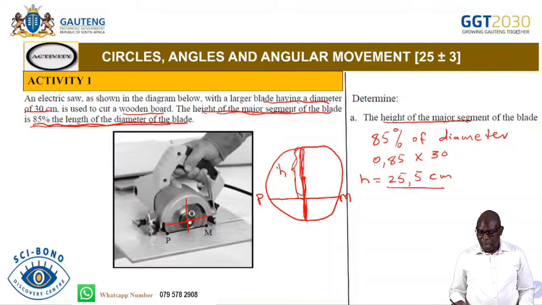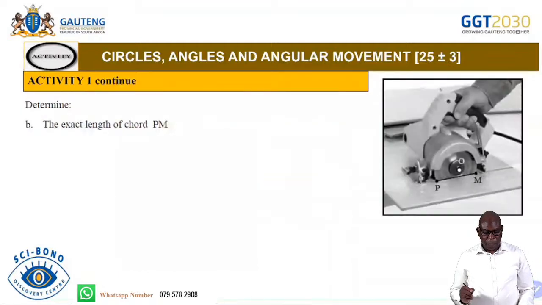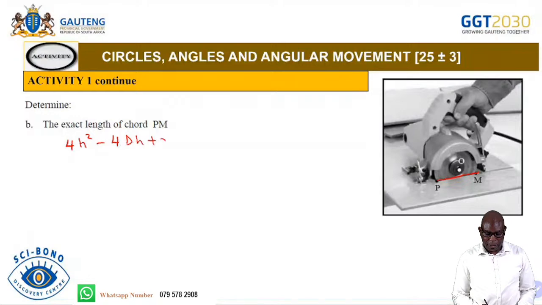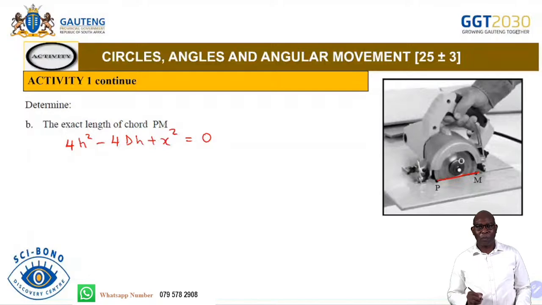Okay. Now the next question we are requested to find the exact length of PM. So the PM is the line there. It's a chord, it's not a diameter. So if I go to my formula sheet, I'll get a formula which talks of the length of the chord in circles, angles, and angular movement, which is 4h squared minus 4dh plus x squared. Please do not memorize this formula like I'm doing. You must go to your formula sheet, then know how to write down the formula.